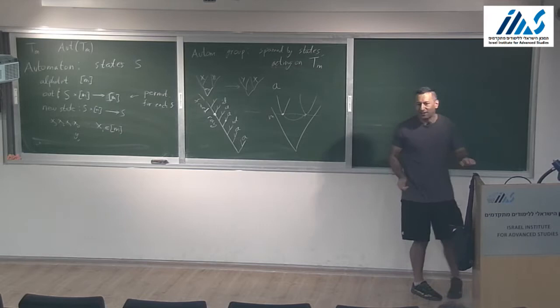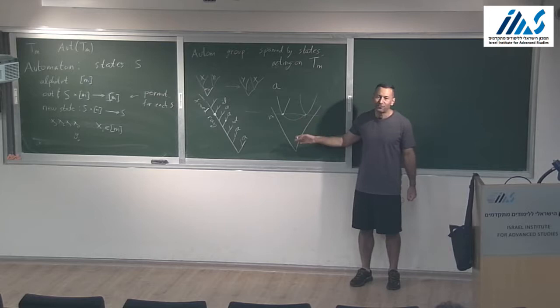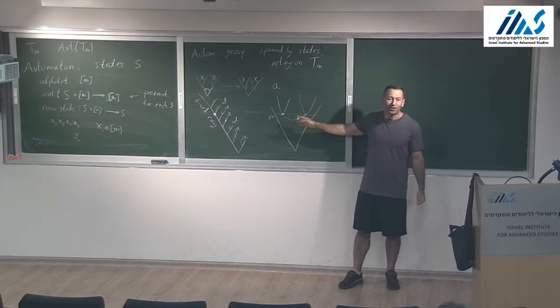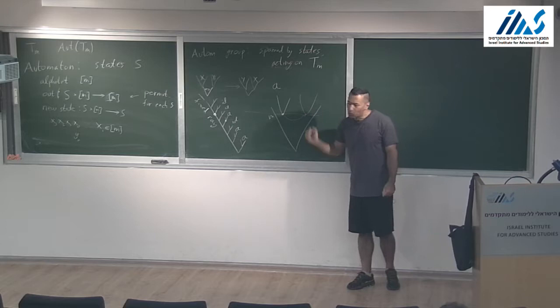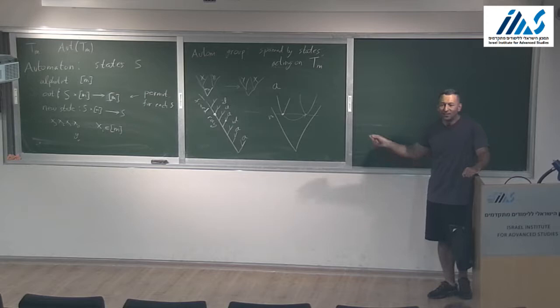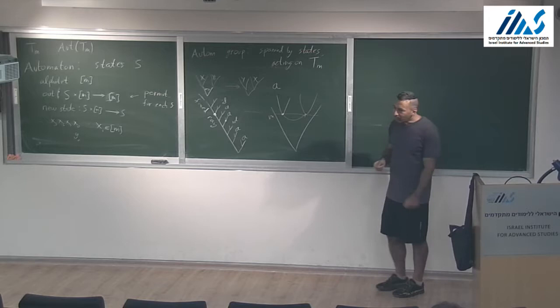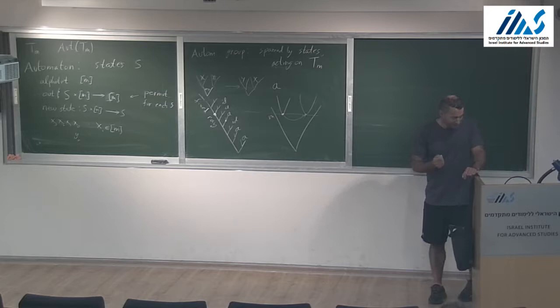So these things are called the sections. If you have an automorphism of the tree, then the action on a subtree like this is called the section at this vertex. And we see that in Grigorchuk's group, the sections are almost always the identity for almost all vertices at a given level. And this leads to the notion of the activity of an automaton group.